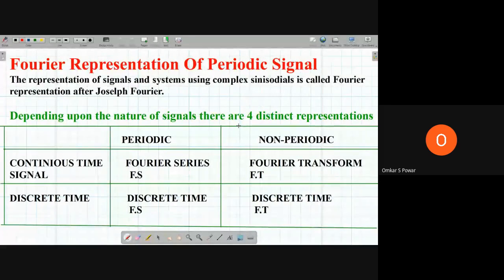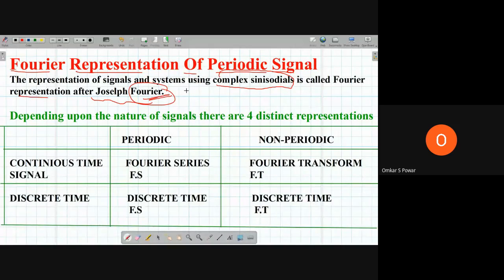So, Fourier representation of periodic signal. The representation of signals and systems using complex sinusoids is called Fourier representation, and it is named after Joseph Fourier. This particular person created the Fourier series, and how wonderful it is. We can analyze a signal in the frequency domain, and I explained to you exactly why we need to transform the signal from time domain to frequency domain and analyze it there.